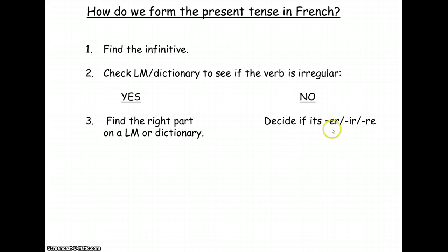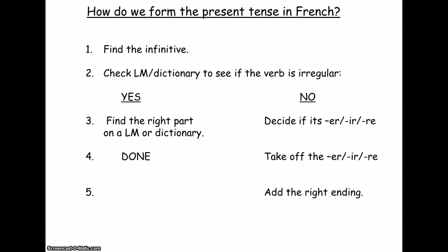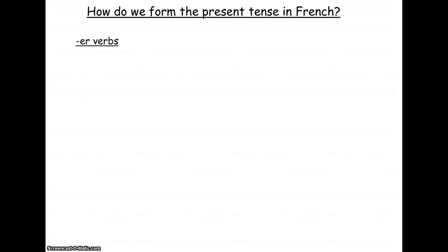And the first job is to note, is it an ER verb, an IR verb, or an RE verb? Because the process is different for each one. Then the next thing you do is you take off that ending and you add the new ending. So let's show you an example so that you can see what I'm talking about. If we have a look at ER verbs, because they're the most common ones, the most normal, usual ones, most of them that you'll find are ER verbs, they have the following endings, okay?